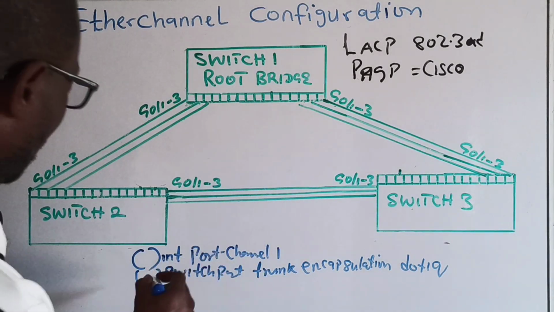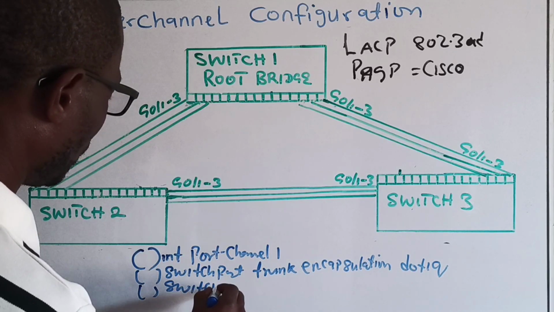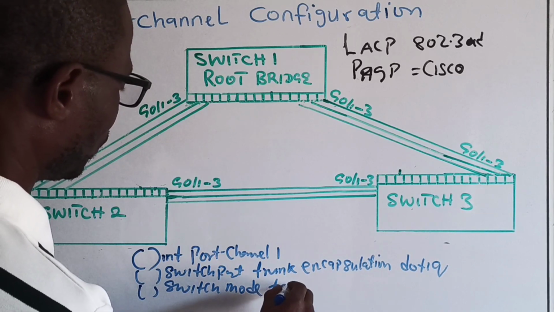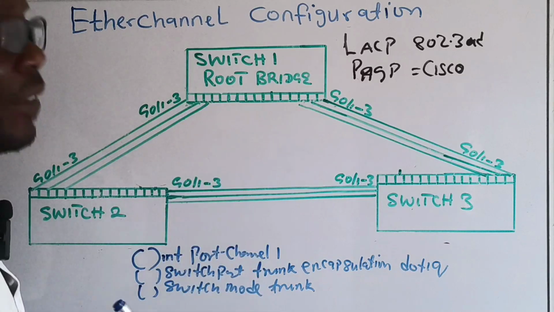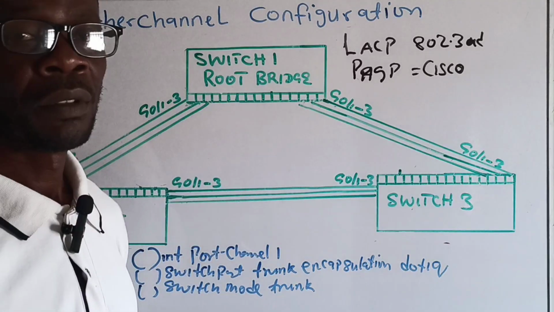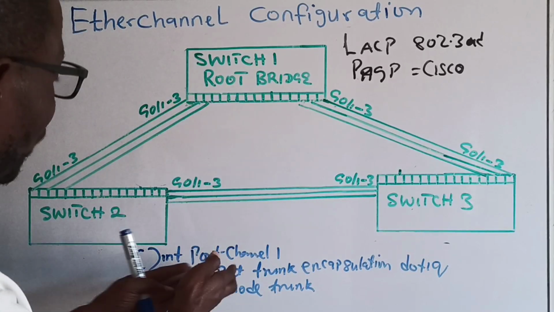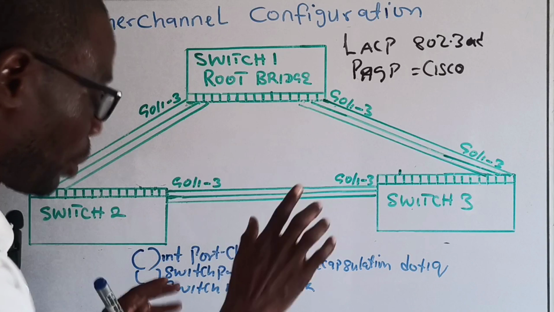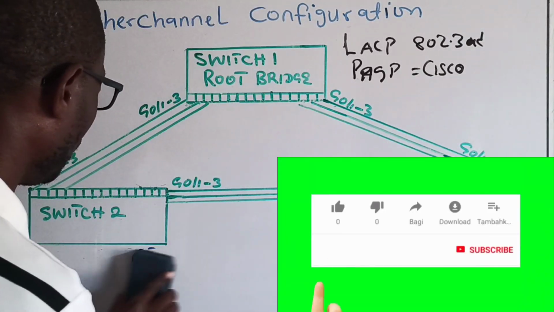You hit enter, you come back and say switchport mode trunk. So this Etherchannel link, you have configured as a layer 2 Etherchannel. Now you use the same method to configure this one, but remember, let me do it so that I don't get you confused.